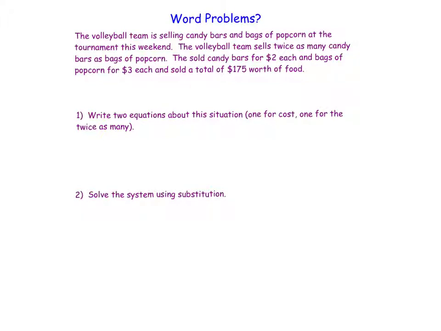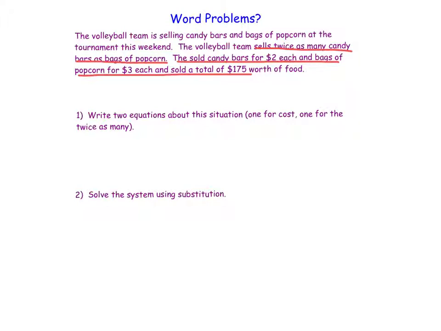So this word problem states that the volleyball team is selling candy bars and bags of popcorn at the tournament this weekend. The volleyball team sells twice as many candy bars as bags of popcorn. They sold candy bars for $2 each and bags of popcorn for $3 each and sold a total of $175 worth of food. So we're trying to figure out how many candy bars we sold and how many bags of popcorn we sold. That's what we don't know in this situation.